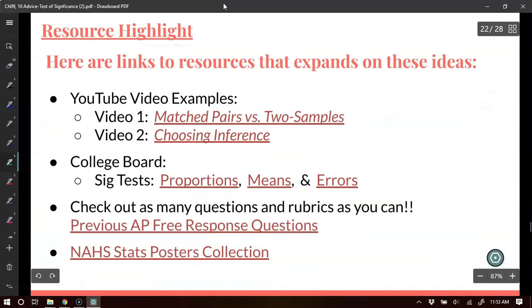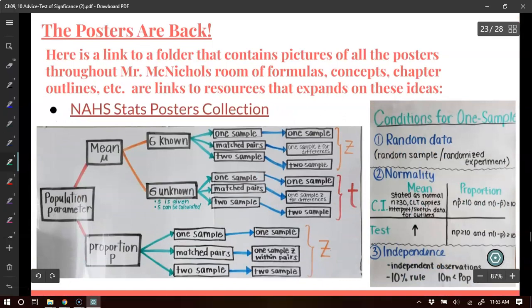So, resource highlights. There are two YouTube videos. One is matched pairs versus two samples, if you're struggling with that. One is choosing inference. I also took the College Board AP Statistics sites, and you can look at significance tests for proportions. There is a link there. You can look at significance tests for means. You can look at the errors. So these are ones they went through as well, and watch those. But that is the end of the video.